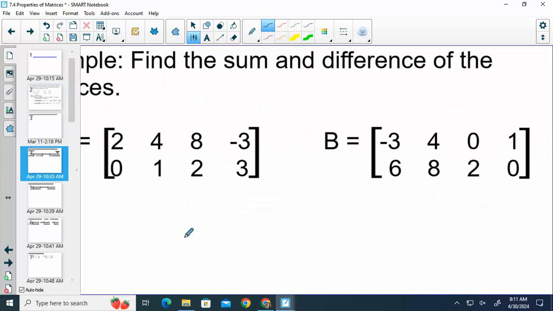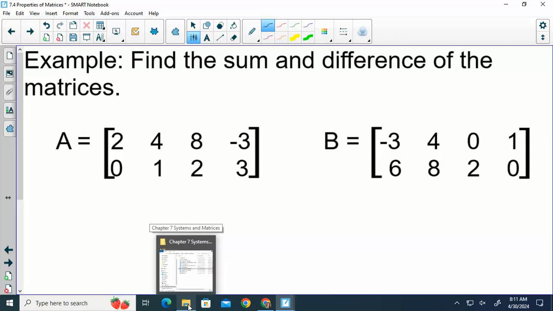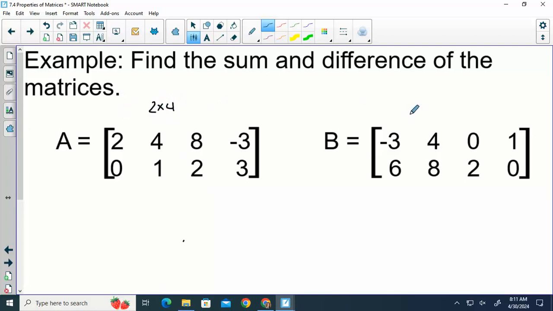So let's look at a problem. If I want to find the sum and the difference of these. Okay, so first of all, what's the size of matrix A? And B? So they're both 2 by 4, so we can add them and subtract them. Are they special matrices? Are they square, column, or row matrices? No.